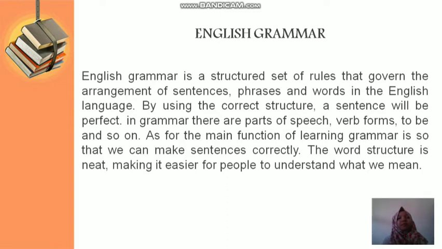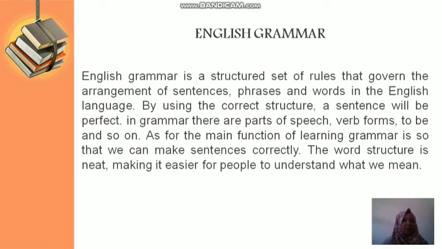And English grammar has definitions. English grammar is a structured set of rules that govern the arrangement of sentences, phrases, and words in the English language. By using the correct structure, a sentence will be perfect.